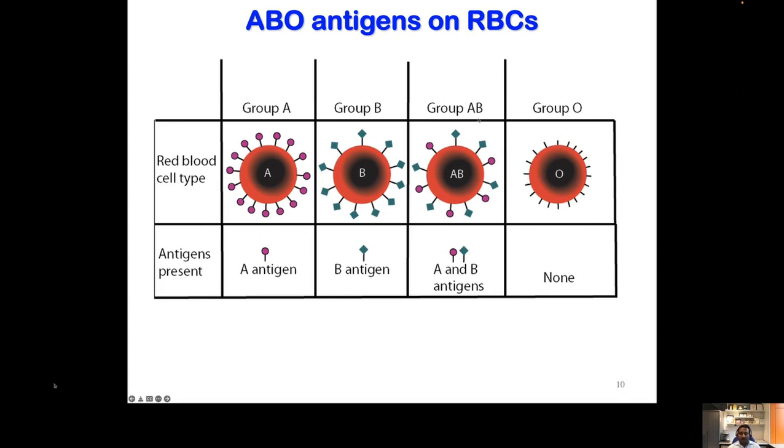So these are the composition of the antigens. So A antigens on people who have blood group A, B antigens on people who have blood group B, and both A and B antigens in people who have blood group AB. And then in O, there won't be any particular antigen. There won't be any A or B. That's why they are called O.